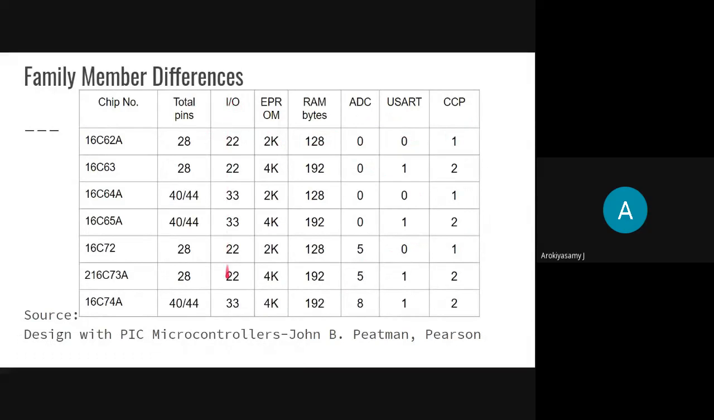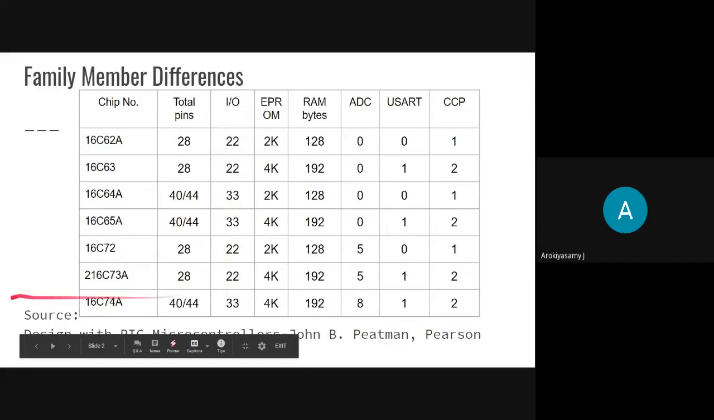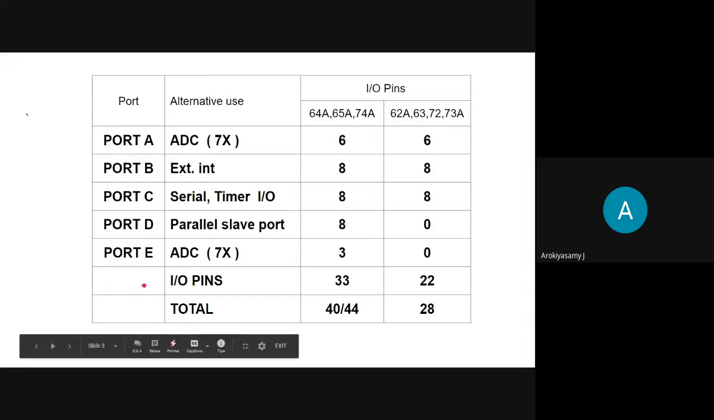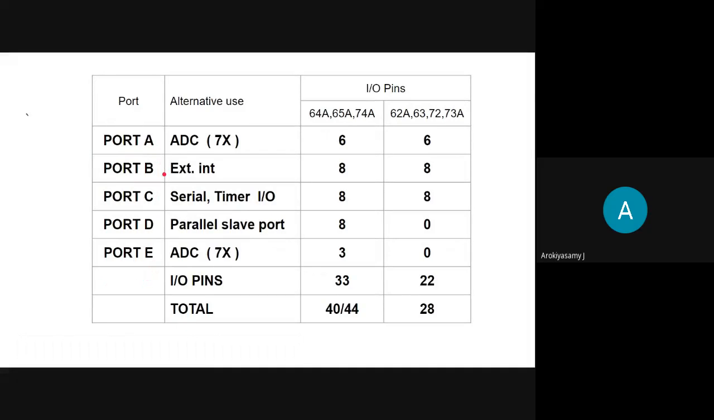Now we are going to concentrate on I/O ports. Earlier I said there are 5 ports in the PIC microcontroller: Port A, port B, port C, port D, port E. 5 I/O ports are provided. Port A consists of 6 bits, that means 6 lines. Port B consists of 8 lines. So this column shows the 64A, 65A, 74A chip.